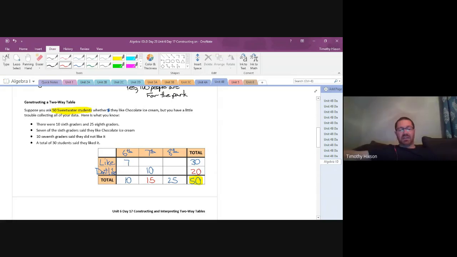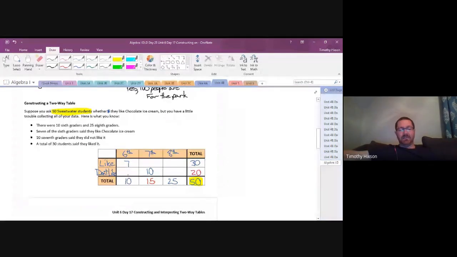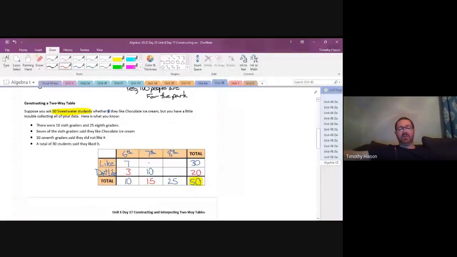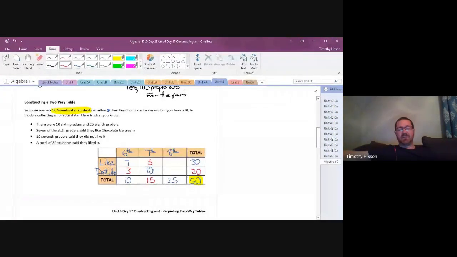So we can very easily get these two boxes. Since there were 10 sixth graders and 7 of them like chocolate ice cream, that means 3 of them did not. And since there are 15 seventh graders and 10 do not like chocolate ice cream, that means 5 do. Again, we have to make these add up to 15. So 5 plus 10 is 15, 7 plus 3 is 10.